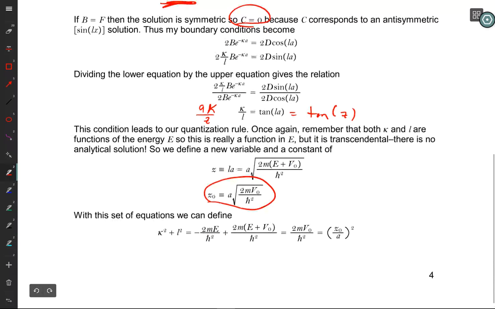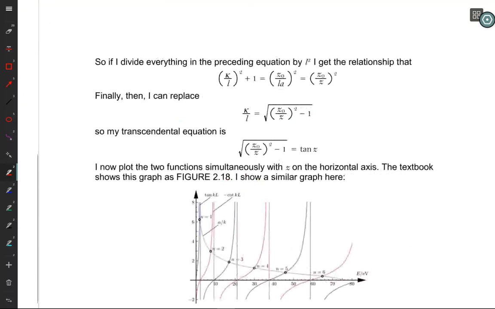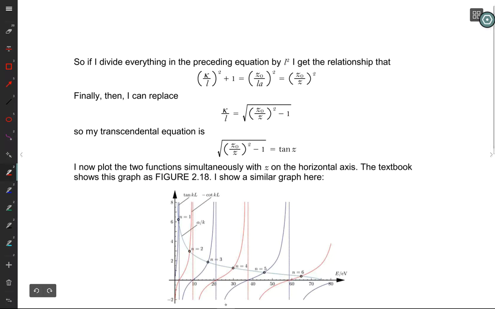I don't want to go through all this work. It's just painful. All of this here is just simplifying the equations to get to this final relationship: the square root of Z0 over Z, quantity squared minus 1, is equal to tangent of Z.